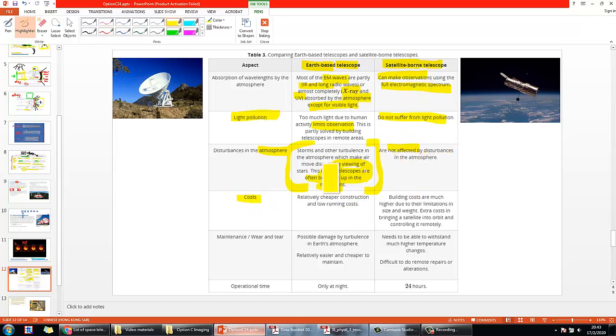For the cost, apparently on the ground is much cheaper. For a satellite, the building cost is expensive, and launching it will be expensive too, and you can easily run a risk of failing. I mean, you can launch a satellite but it fails, so it's a big investment. That's why it will usually be a national standard, like it's much harder to build it by yourself. For maintenance, it's easy to maintain if it's on the ground, apparently. But then of course it can also be damaged by the turbulence of the atmosphere.